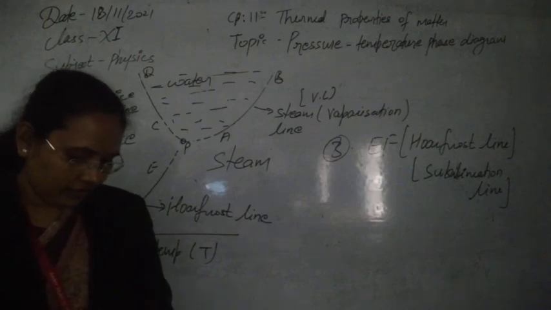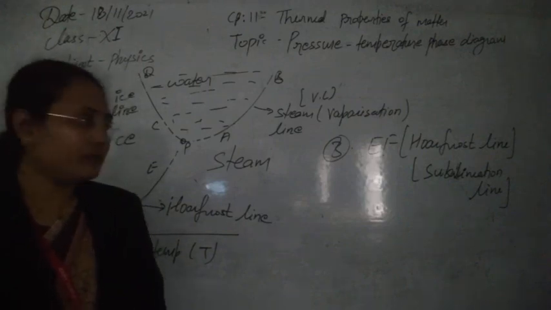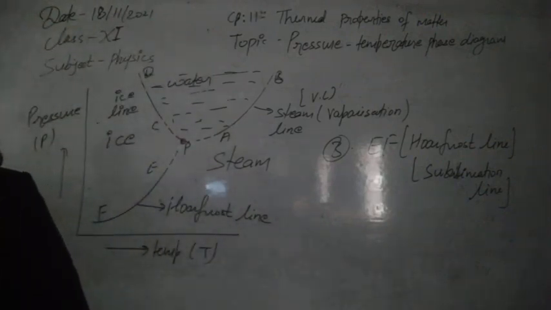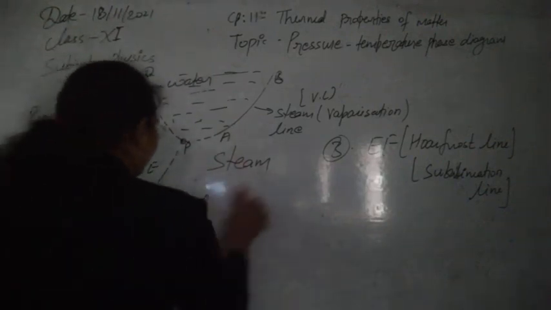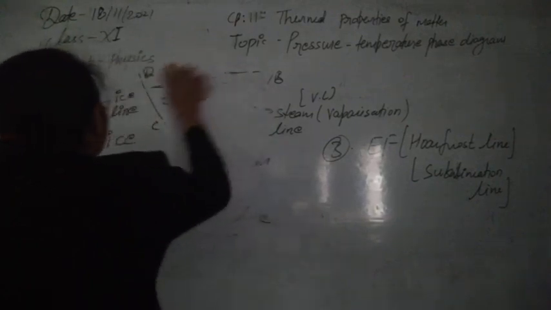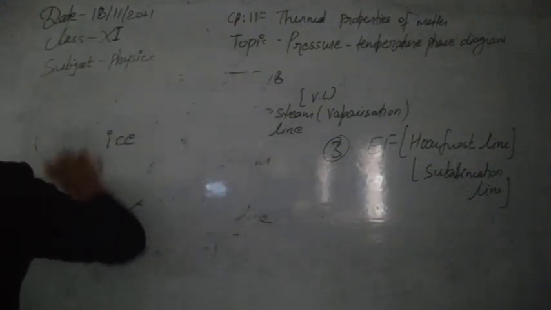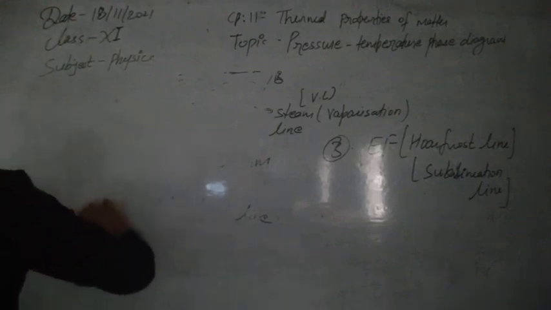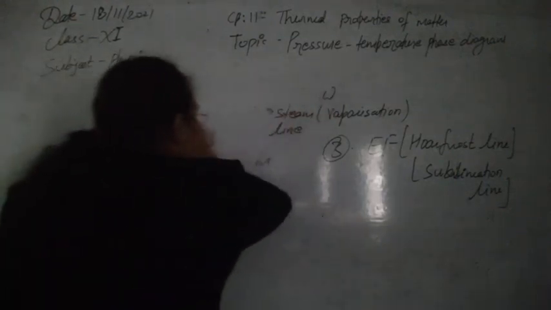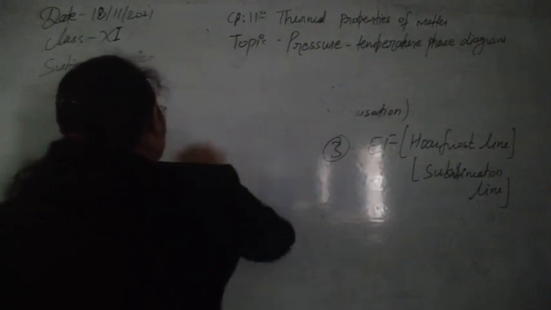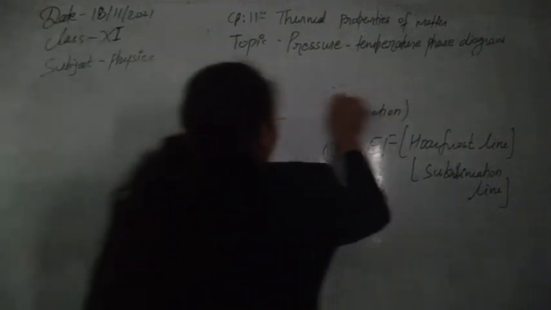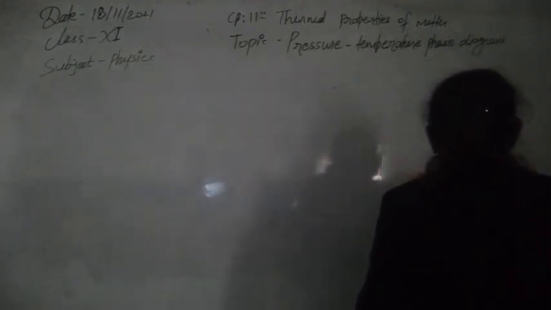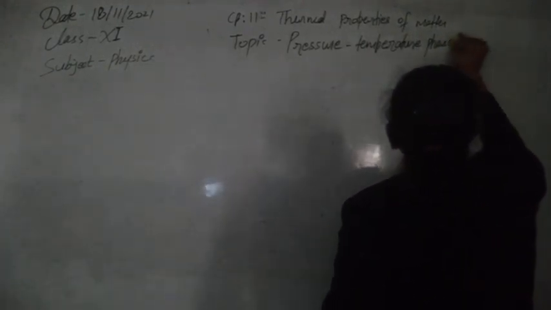So I think this is a very understandable phase diagram through which we can easily understand how the change of state occurs, what the coexisting behavior is, and how many changes are possible. Means solid can be converted into liquid, liquid is convertible into gas, as well as solid is convertible into gas, and vice versa.